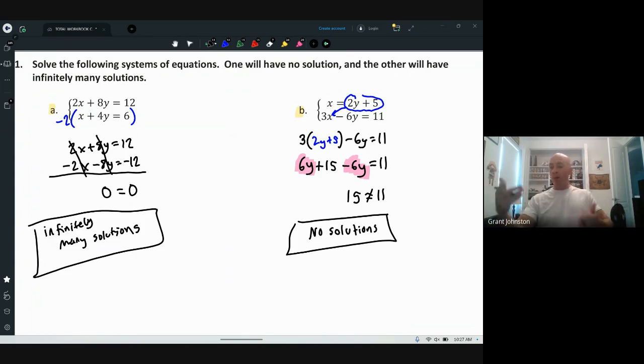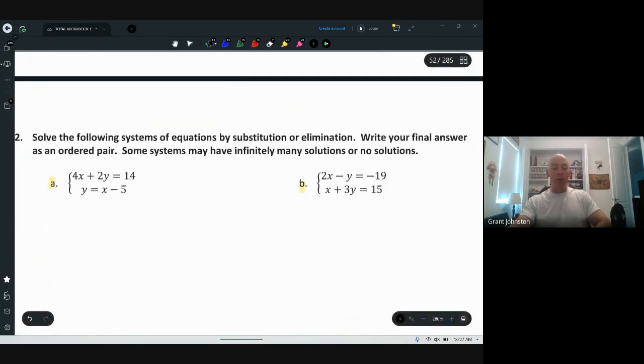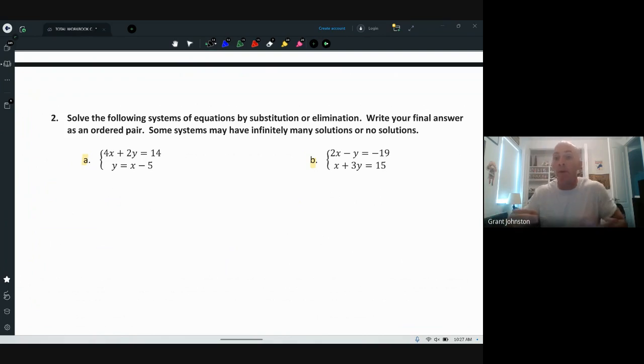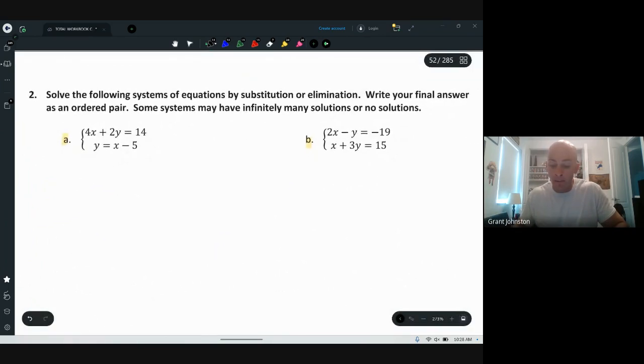So with the rest of the video, I'm just going to do some normal problems, just reviewing the last 2 lessons. I'm just going to do a few of these. Solve the following system of equations by substitution or elimination. So you get to choose. Write your final answer as an ordered pair. Some may have infinitely many solutions and some may have no solutions. It won't happen often, but it just might happen. So I'm just going to start solving a couple.